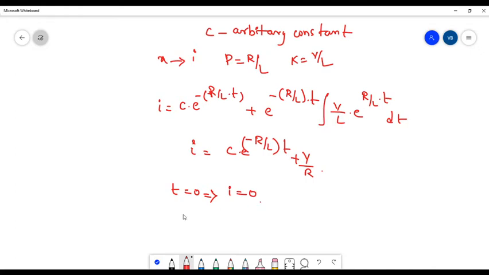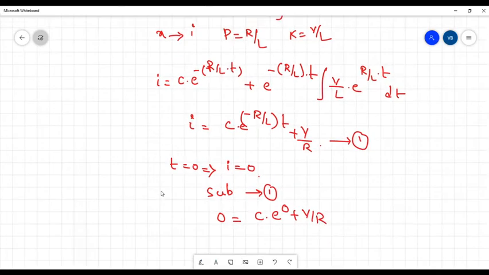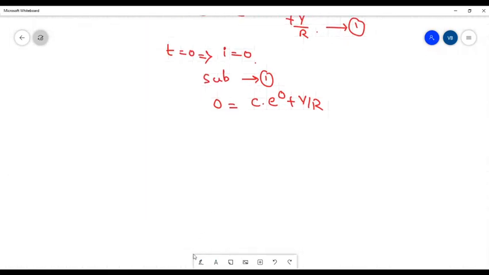No, that I value is equal to 0. So then you substitute this value in equation 1. Substituting in equation 1, what do you get? 0 equals C into e power, t value we are going to substitute 0, so e power 0 plus V by R. That C value: C into e power 0 is 1, so minus V by R. So the C value is equal to minus V by R.